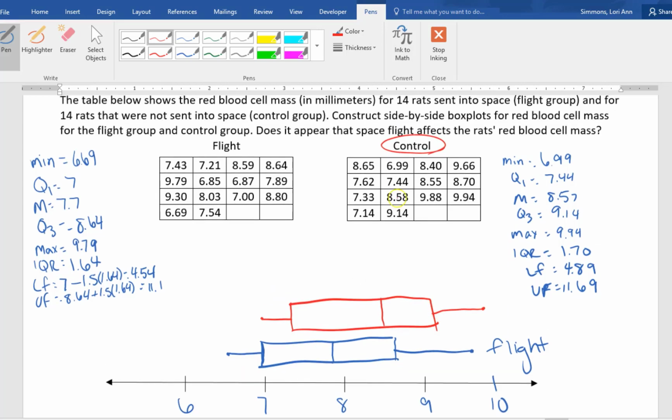So go back to the question. Does it appear that the space flight affects the red blood cell mass? I would say yes, because you can see here, comparing the control and the flight, the majority of the red blood cell mass has moved to the left. So yes, it reduced the red blood cells.